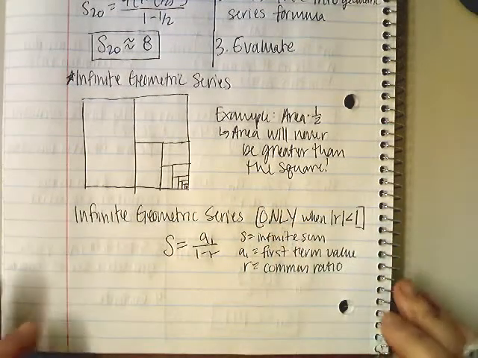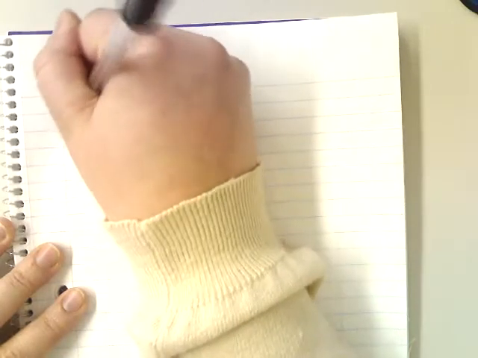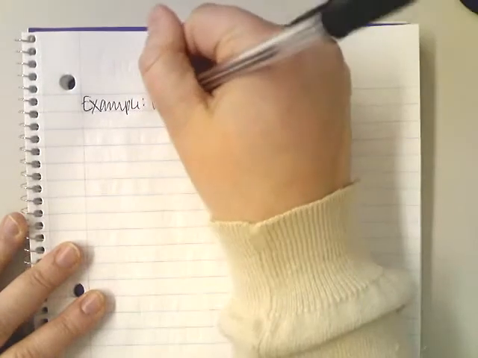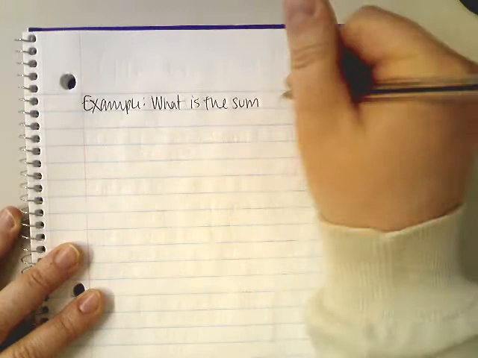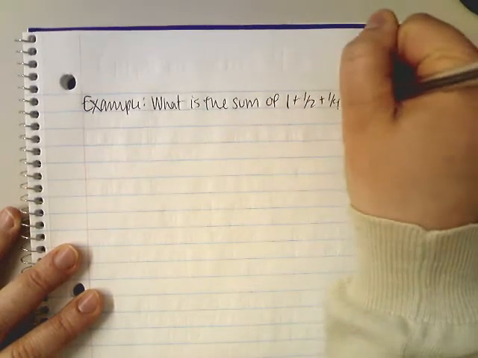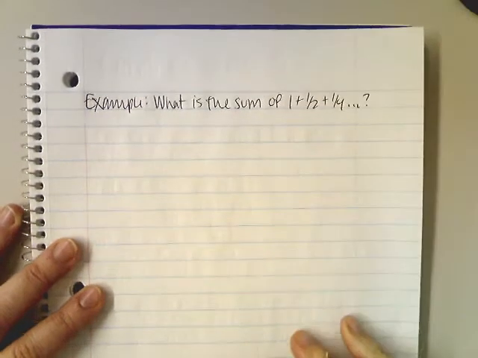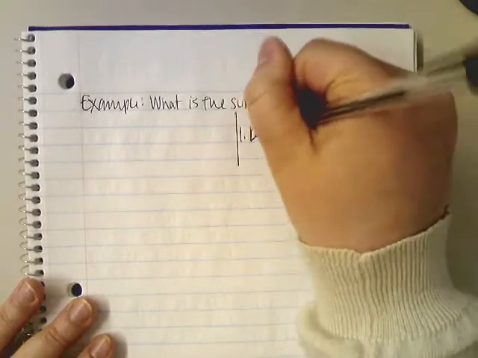So just for the sake of space, I'm going to flip the page to do our last example, but it will be pretty quick. So last example we're going to do together. I want us to determine what is the sum of 1 plus 1/2 plus 1/4, and so on and so forth forever. So first thing, I always want you to check this.